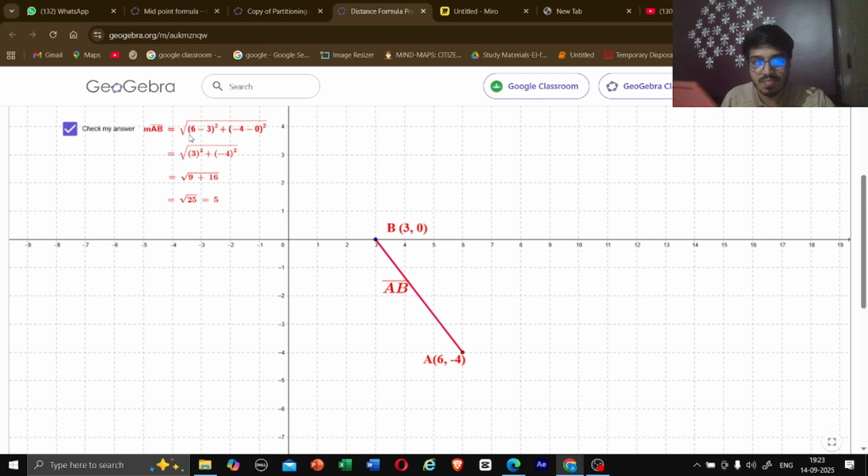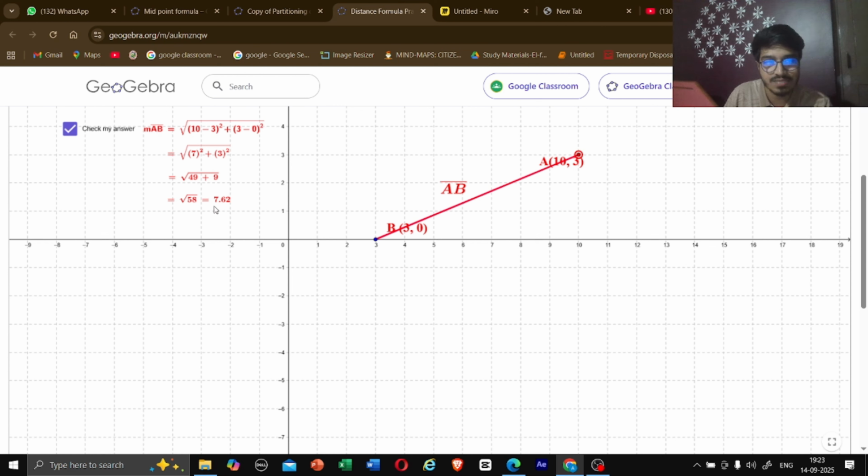So they have also applied the same formula and we have got the answer as 5. Now we will see for different distances. In this GeoGebra only, we will change the coordinate axis, B as 10, 3.